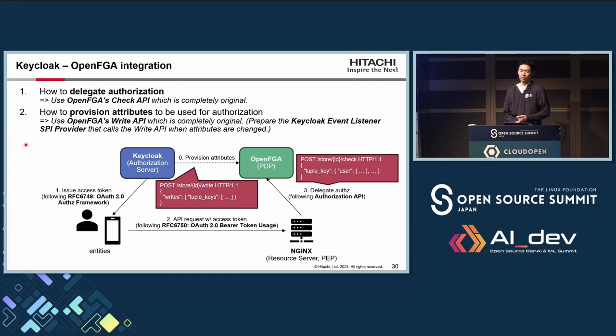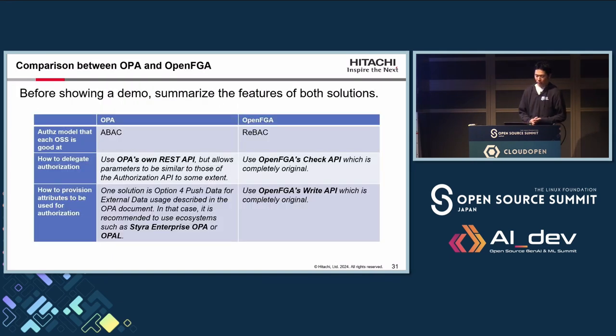Next, regarding Keycloak OpenFGA integration, to delegate authorization, we can use OpenFGA's check API, which is completely original. And to provision attributes, we can use OpenFGA's write API, which is also completely original. To call the write API from Keycloak, we prepared a Keycloak event listener SPI provider that calls the write API when attributes are changed in Keycloak. These are the summary of the features of both solutions. So let's demonstrate.